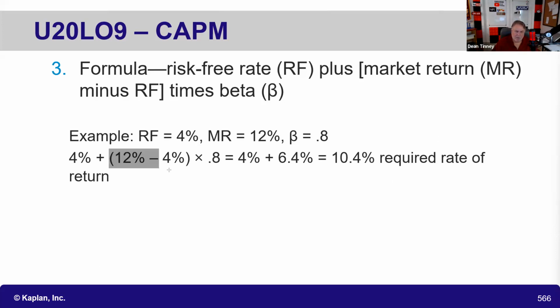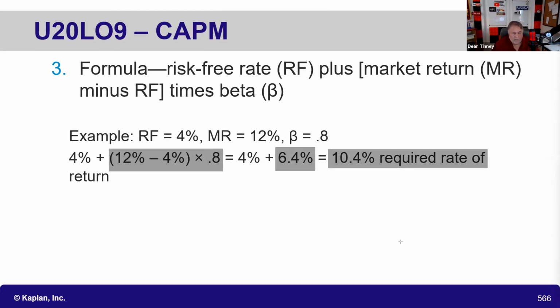In terms of math, order of operations, we always do the parentheses first. So we take 12% minus 4%, and we times it by the beta, and that's where this number is coming from. That is the market return minus the risk-free rate of return times the beta. And then 4%, remember, is that risk-free rate of return. So we would require a rate of return of 10.4. If we get more than 10.4, we're going to be happy. If we get less than 10.4, we're not going to be so happy. On the test, sometimes they'll refer to that as the expected rate of return.